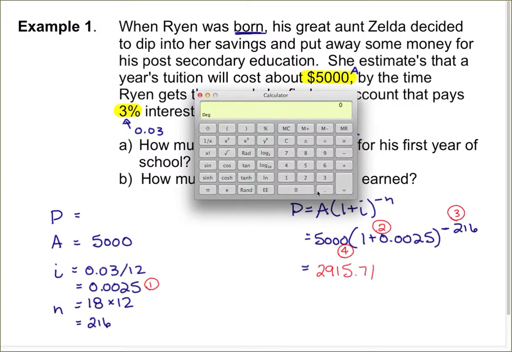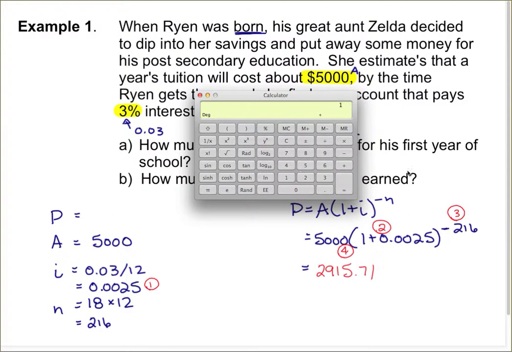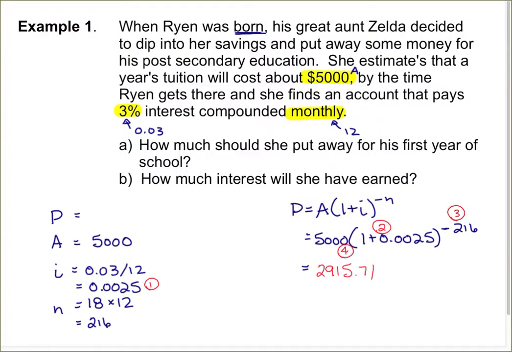I'm going to get this on my calculator first. 0.03 divided by 12. And then I'm going to add 1 to that number that's on my calculator. So plus 1. Hit equals. Raise it to this exponent, this button, 216 negative. Hit equals. And then the last one, times 5,000. 2915.71. Same answer. Good. We're good to go.